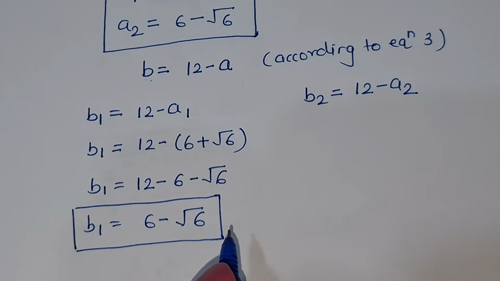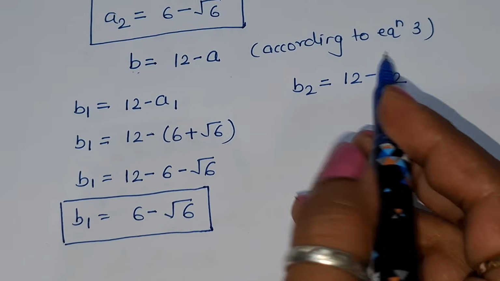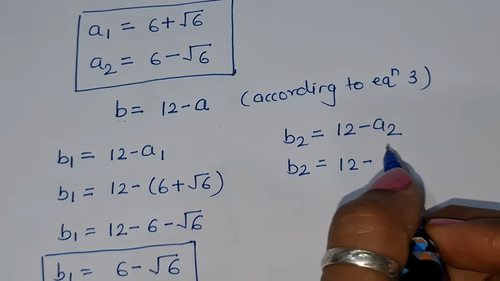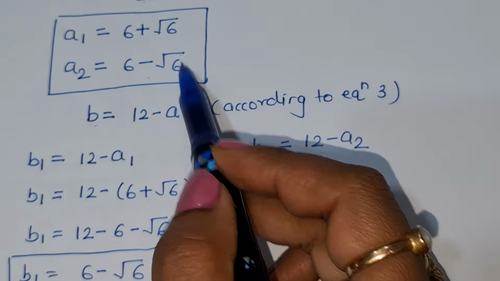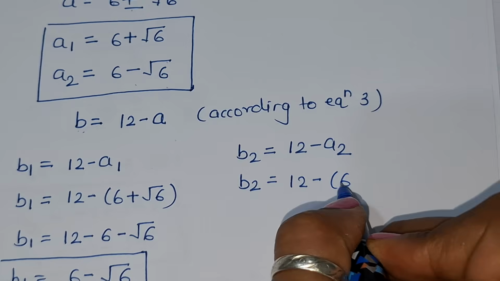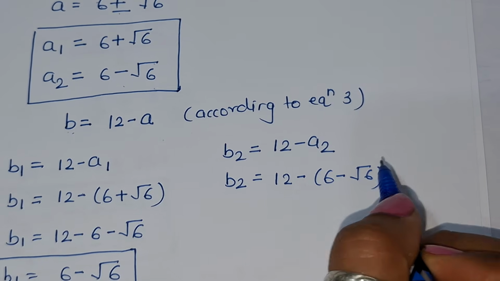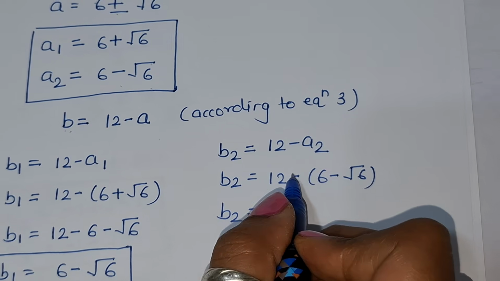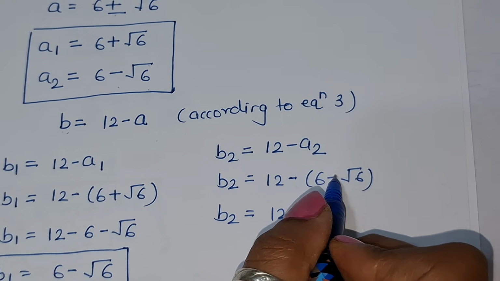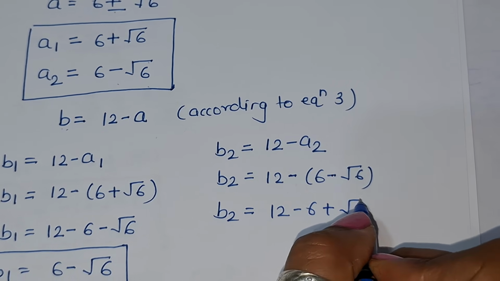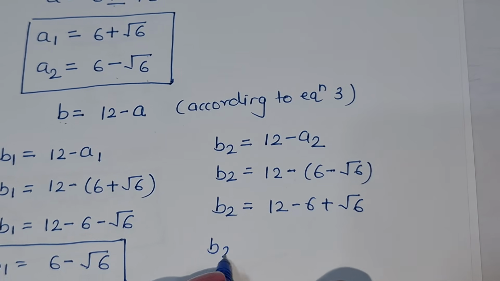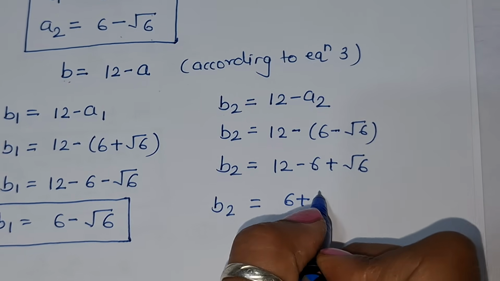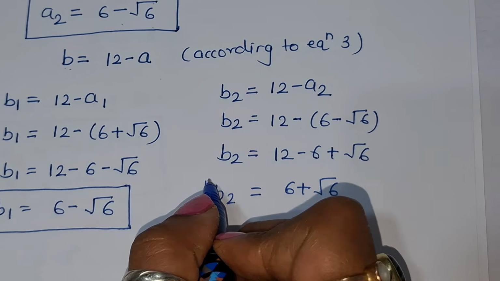And now we have to find out the value of b2. So b2 is equal to 12 minus a2. Now a2 is 6 minus square root of 6. So b2 is equal to 12 minus 6 plus square root of 6. Now 12 minus 6 is 6, plus square root of 6. So this is the value of b2.